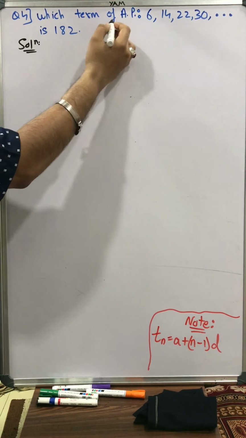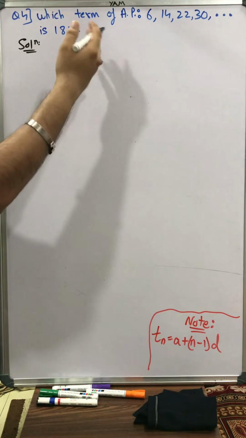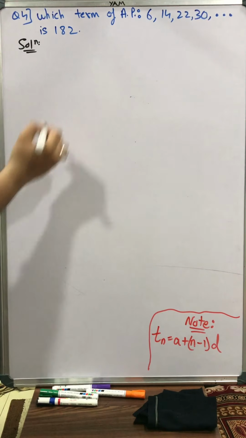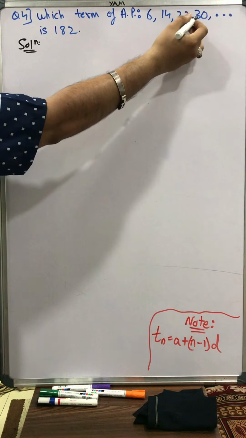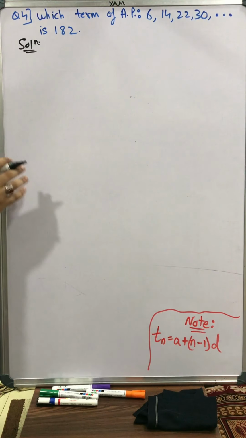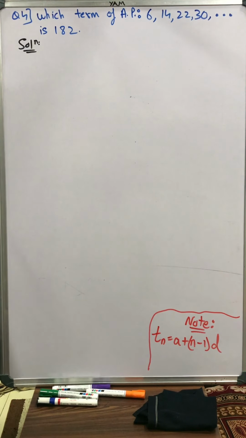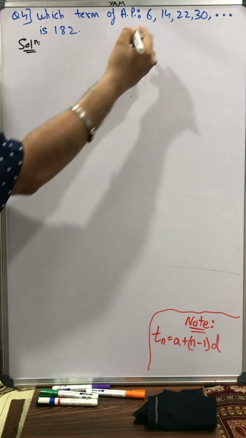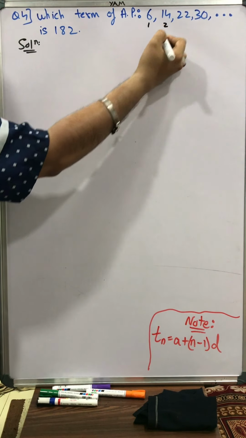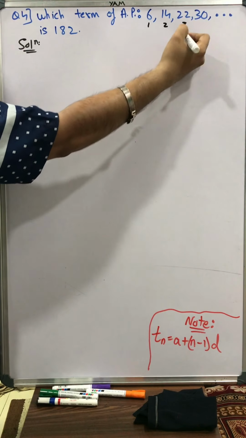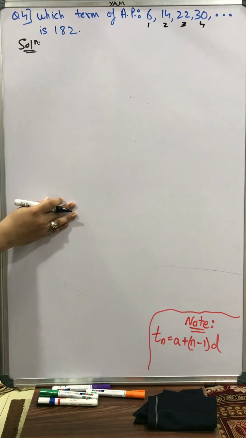Which term of the AP, and one AP is given to me? What's the AP? 6, 14, 22, 30, dot dot dot. This is one AP given to me. Can I say, students, just to explain to you, this will be my first term? Yes. This will be my second term. This will be my third term. This will be my fourth term.